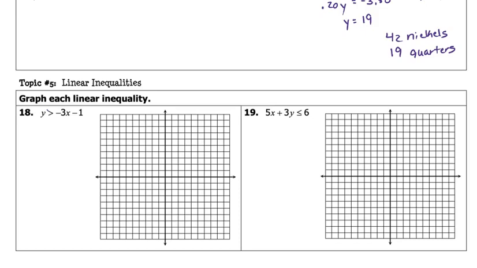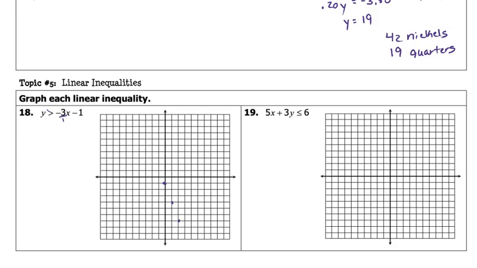Now this is already in y equals mx plus b. So that's a good start. That means I can go ahead and graph. So I'm going to start here at negative 1. Now I have negative 3. Remember that has to be over 1. So negative 3 over 1. So drop 3. 1, 2, 3 over 1. I'm going to go again. Drop 3. 1, 2, 3 over 1.